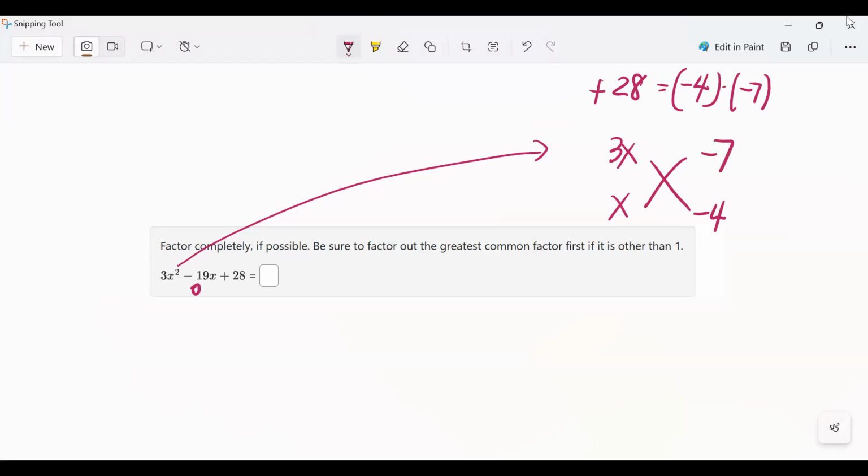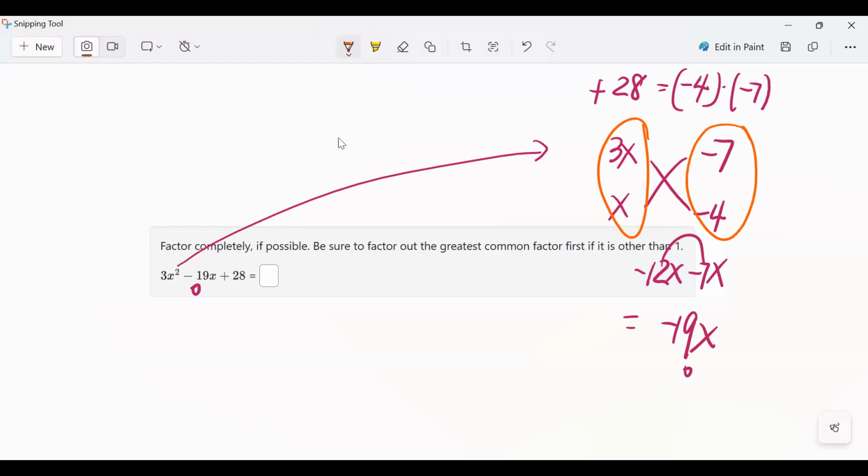Why is that? Because I just double check. 3x times minus 4 is minus 12x. Minus 7 times x is minus 7x. When you combine them, that's minus 19x. So that's why this is the middle term, right? It matches the middle term. So the first term is here, last term is here, middle term is here. So basically, we are confirming all three terms. And then after that, we're putting it in proper form.